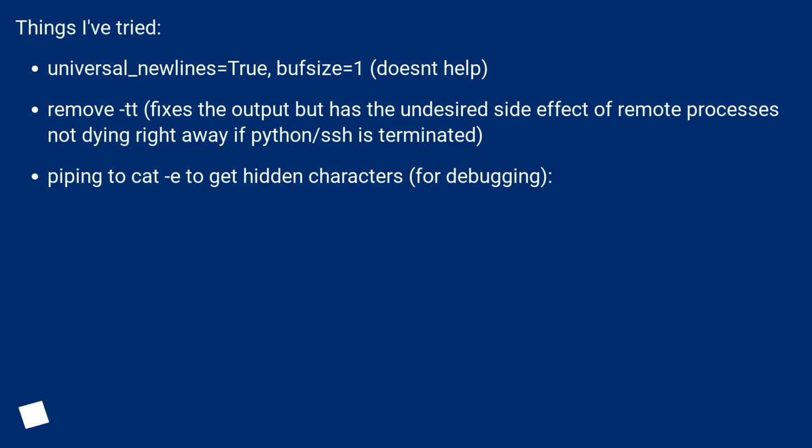Things I've tried. universal_newlines equals true, bufsize equals 1, doesn't help. Remove -tt, fixes the output but has the undesired side effect of remote processes not dying right away if Python/SSH is terminated. Piping to cat -e to get hidden characters, for debugging.